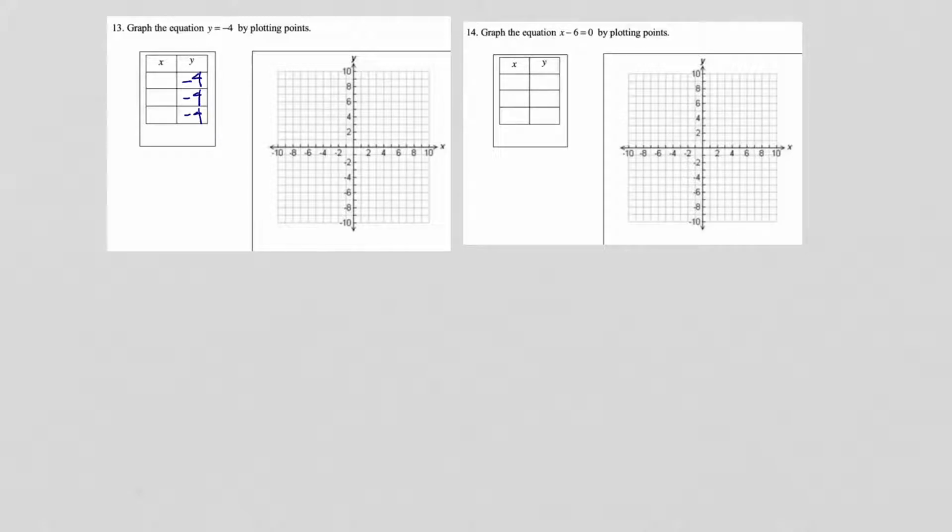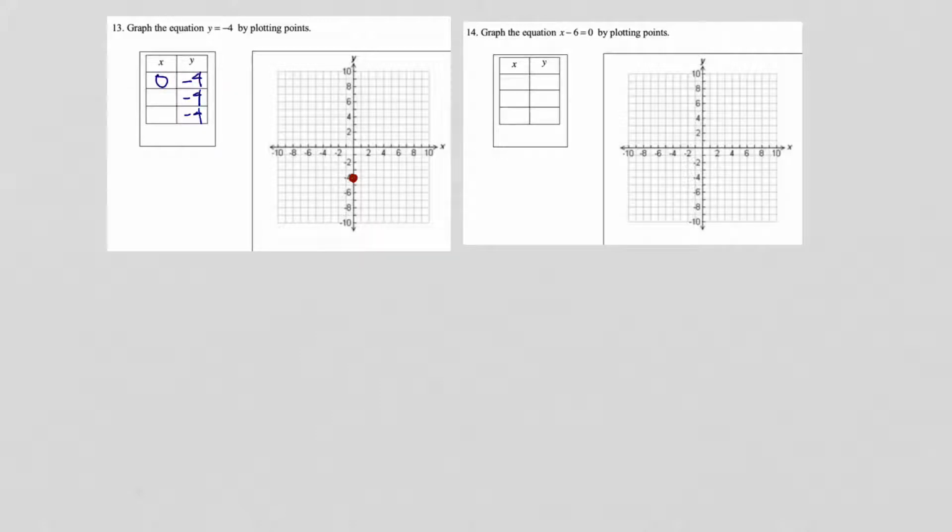So choose anything for x. Now maybe x is 0. If I chose that point, I would get 0, negative 4, which would graph right here. Let me see if I can get it. 0, negative 4, right? No horizontal, down 4 on the vertical.